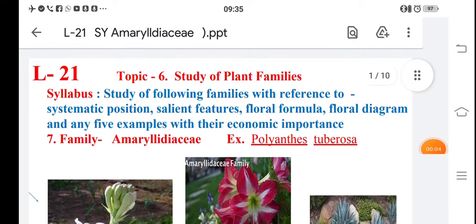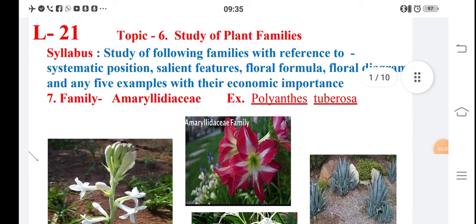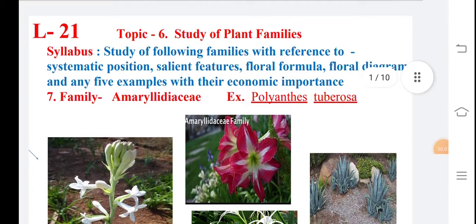So today is our last lecture of this syllabus. Here we have seen the 7 families, and this is family number 8. Study of the families with respect to the systematic position, salient features, floral formula, floral diagram, and any 5 examples.